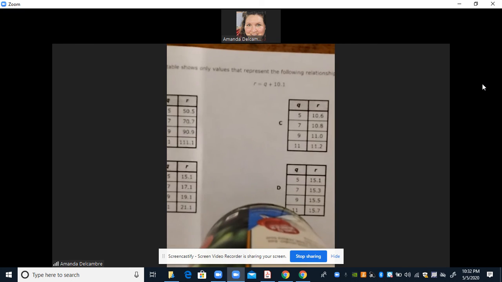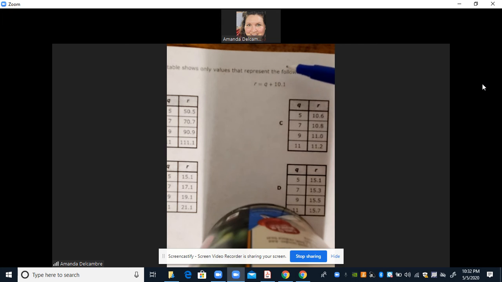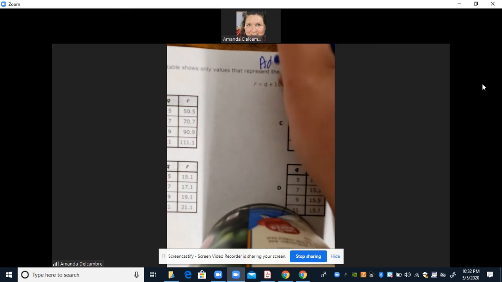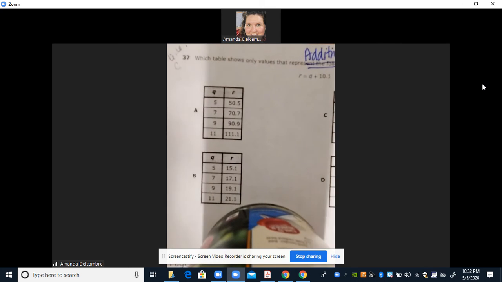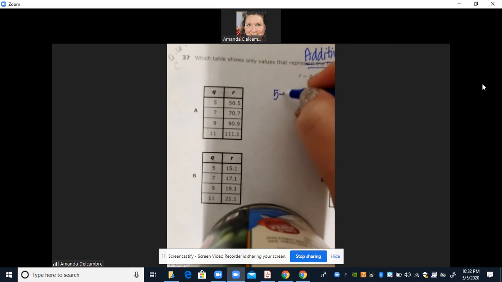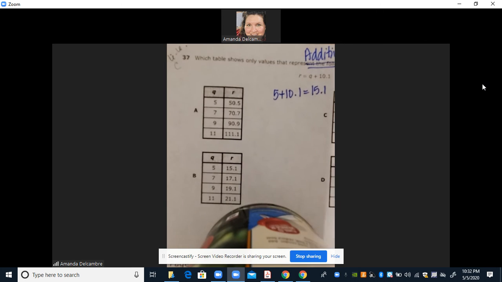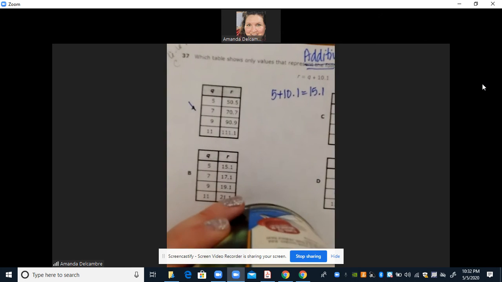Okay, which table shows only values that are represented for the following relationship between Q and R? So R equals Q plus 10 and 1/10. So we know that this is an additive relationship. This is additive. Okay. Well, let's look real quick. We have to take 5. And if we look at all of our answers, they start with 5. So 5 plus 10 and 1/10 is 15 and 1/10. So A could not be an answer.